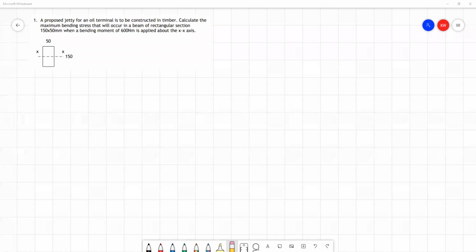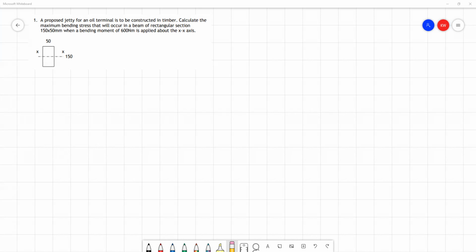In this video, we're going to take a look at tutorial question 1 from page 42 of the course notes. In this problem, the proposed jetty from an oil terminal has been constructed in timber, and we're given a cross section of this support, and some details about the dimensions. It's a simple rectangular section, and also the bending moment that's going to be applied.